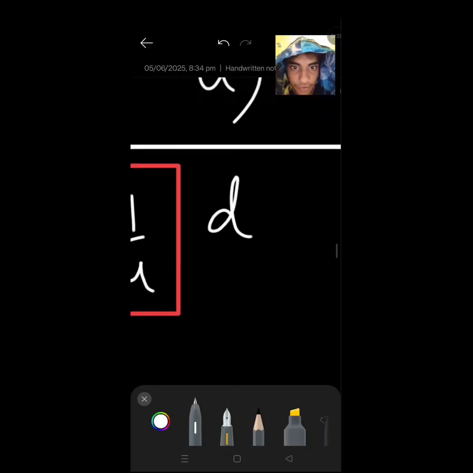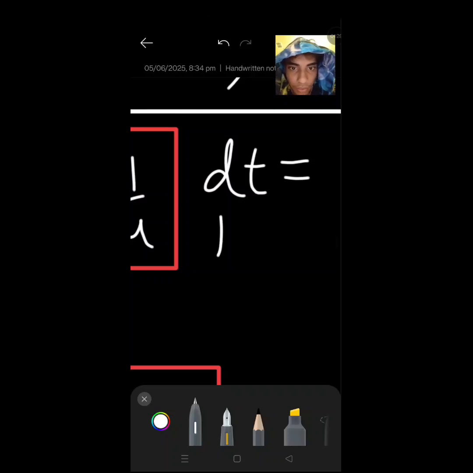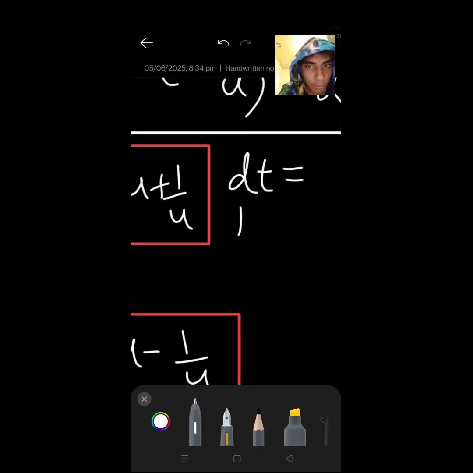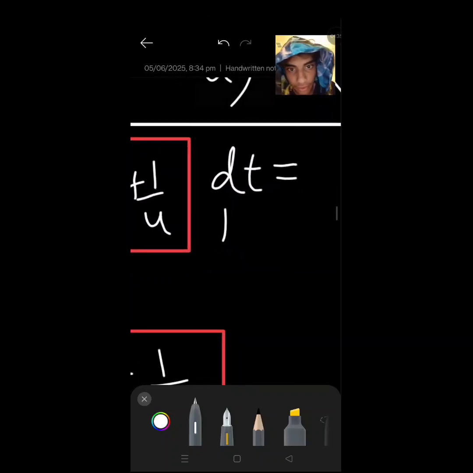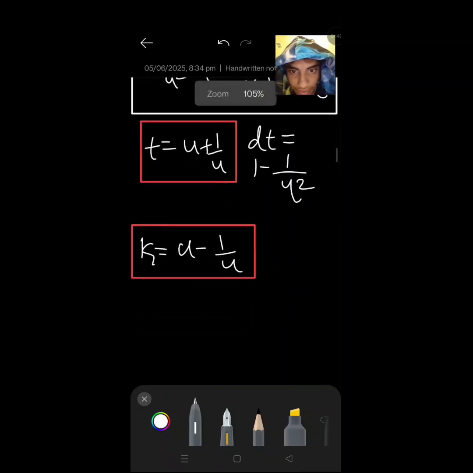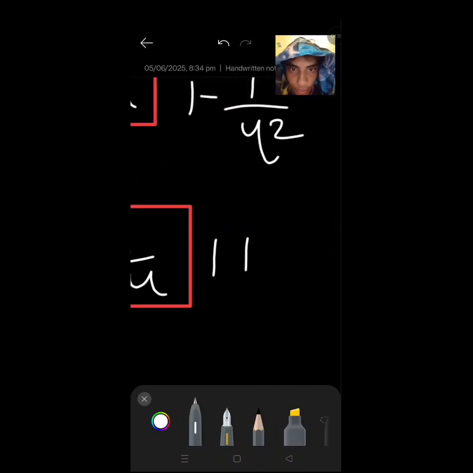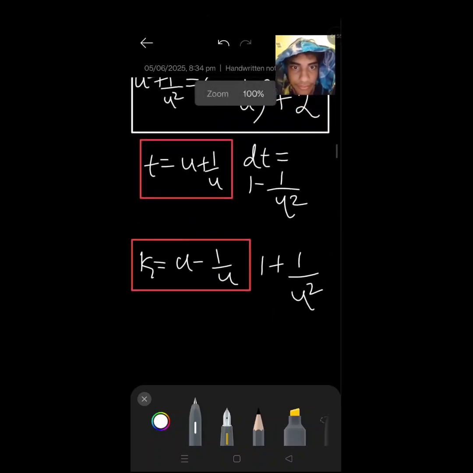So now find the derivative of it, dt. dt will be equal to what? U is just 1 because it's with respect to u. 1 plus 1 over u will be 1 over u whole square, but negative of that. So here will be 1 minus 1 over u squared, right? And this one will be u minus 1 over u, so it will be minus of minus 1 over u squared. So 1 plus 1 over u squared. Yeah, that's pretty much it.